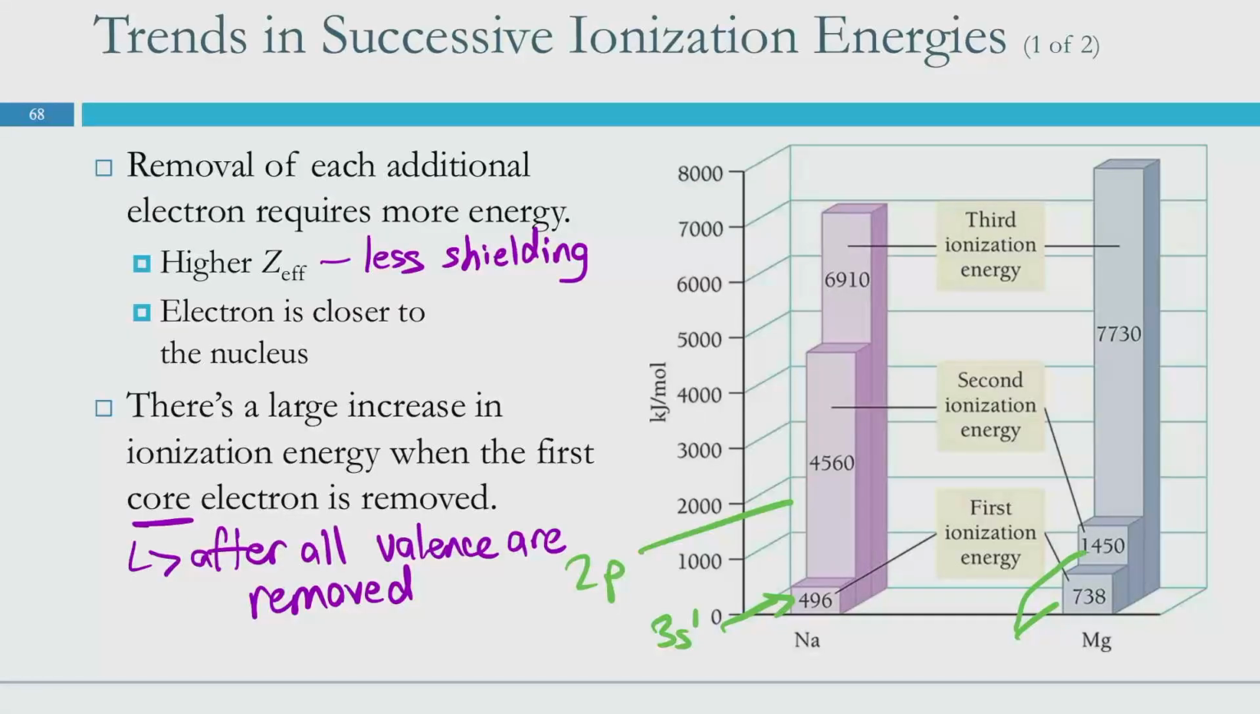So both the first and second ionization energies are going to be our 3s electrons. We're plucking off our 2 valence electrons. And then our third ionization energy, we see a massive spike because we're taking off our first core electron.